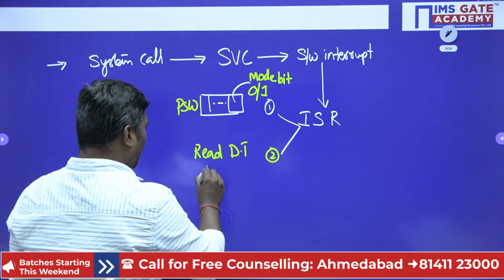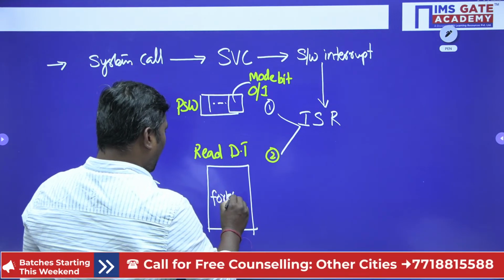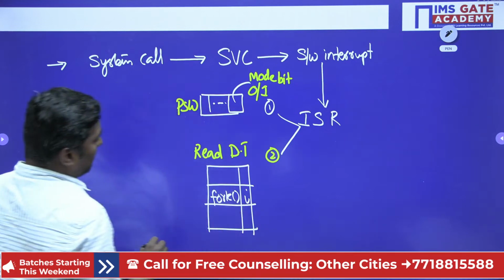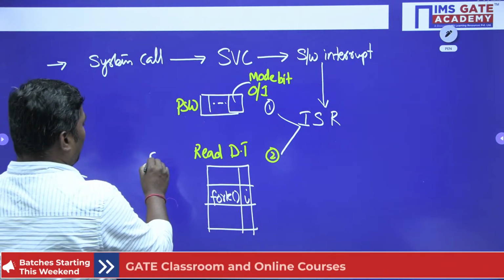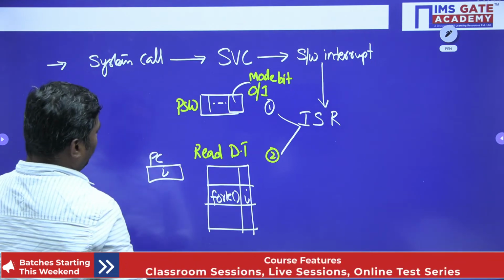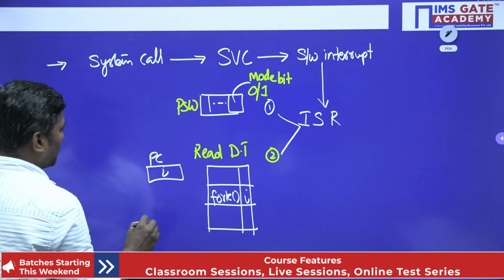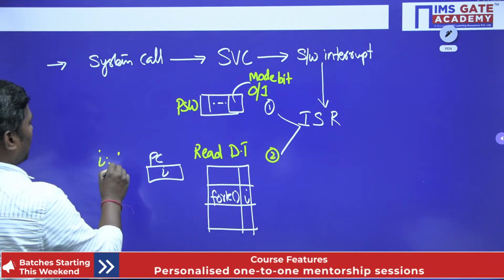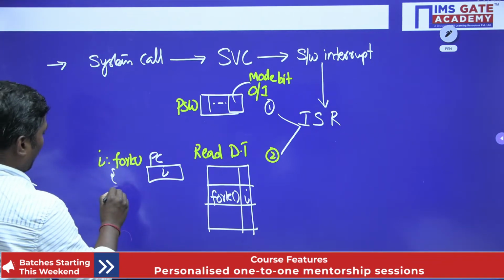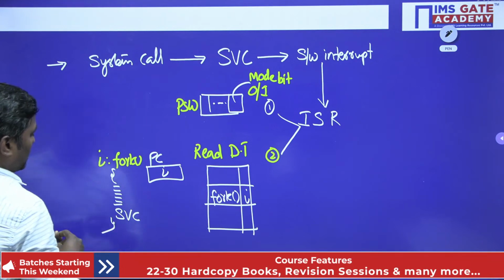Somewhere fork will be there. Let's take its address as I. In the program counter, you have to place I. Getting my point? So at location I, fork will run. The fork code will be there, and at the end of the fork code, an SVC will be there, right? You have to run this code.